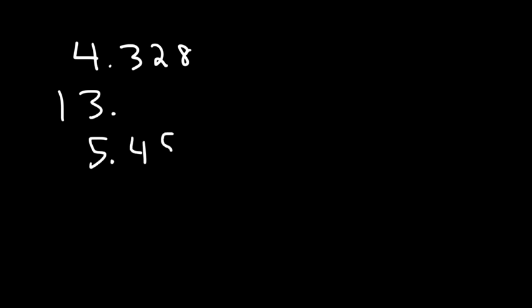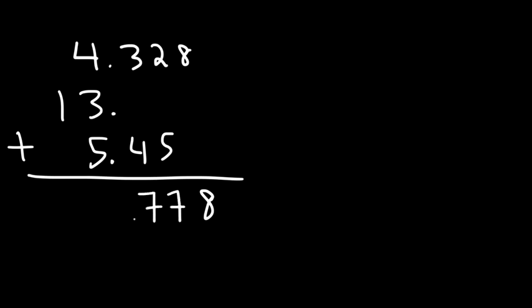Let's try another example. 4.328 plus 13 plus 5.45. Go ahead and try that problem. First, we need to add. We have an 8, 2 plus 5 is 7, 3 plus 4 is 7, and then 4 plus 3 plus 5 is 12. Carry over the 1, and 1 plus 1 is 2. So we get 22.778.